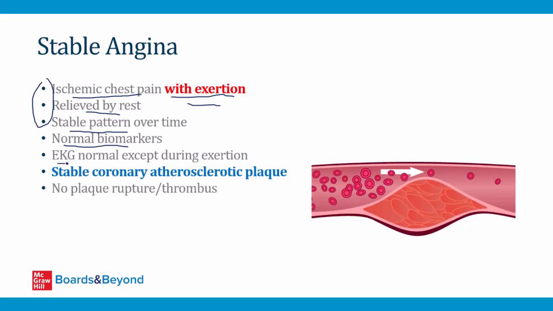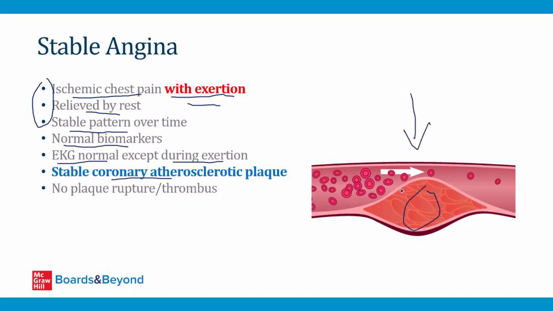And the EKG at rest in a patient with stable angina should be normal. The EKG can become abnormal during exertion, and this is sometimes done as part of a stress test, which we'll talk about later. And the underlying cause of stable angina is a stable coronary atherosclerotic plaque in one of the coronary artery vessels. This is a cartoon of what it looks like here.